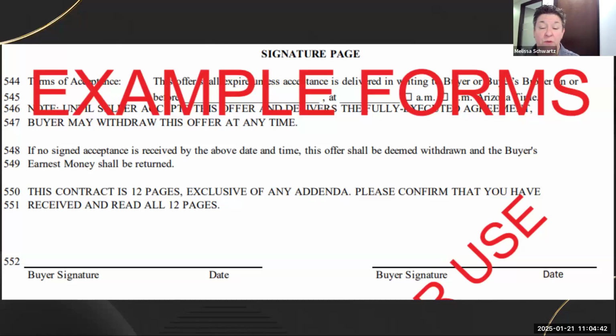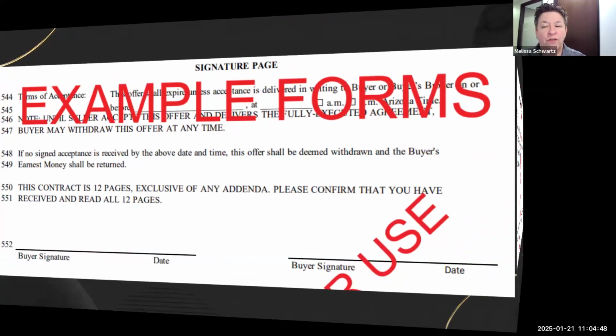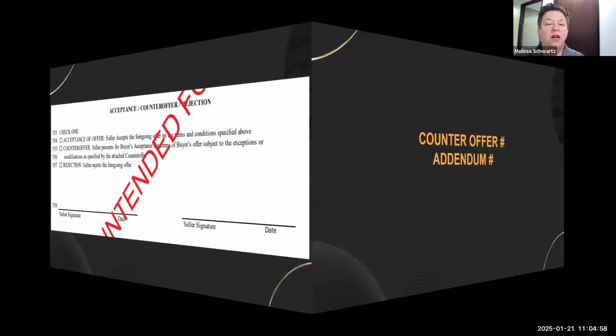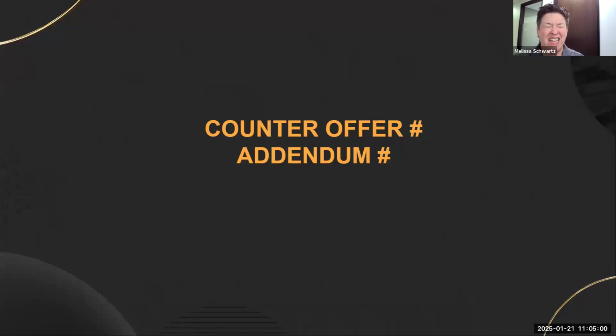I don't know why buyer's earnest money would be delivered, but that's okay. Contract, they say it's 12 pages, so you need to verify that there are 12 pages there. There is a section below that that says either it's being accepted, countered, or rejected. So we still have a rejection option there. I don't like the rejection being on that same line.